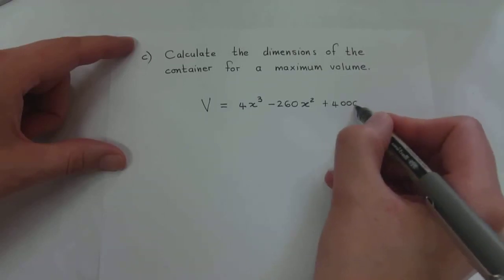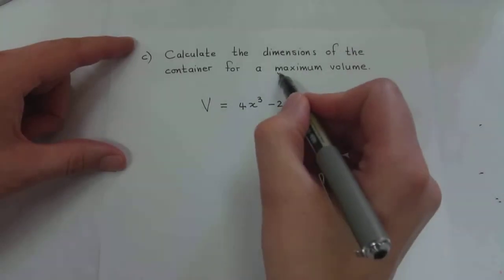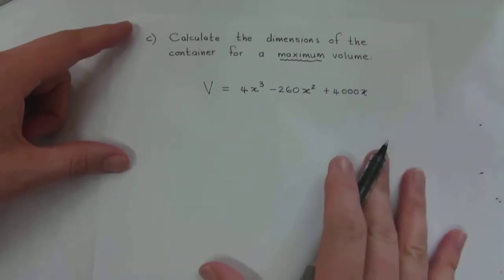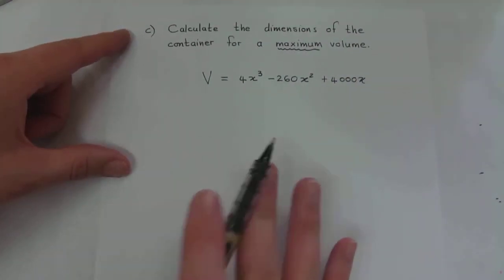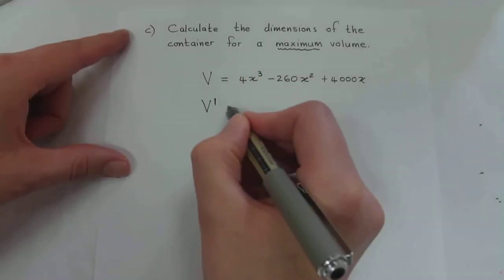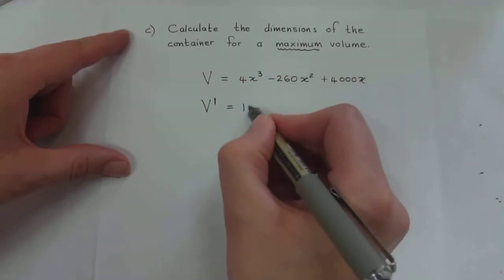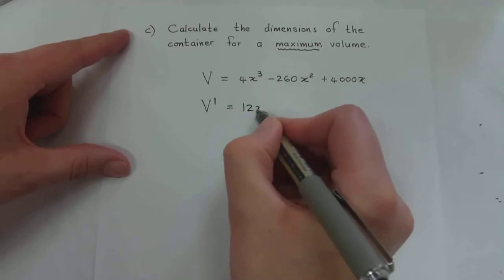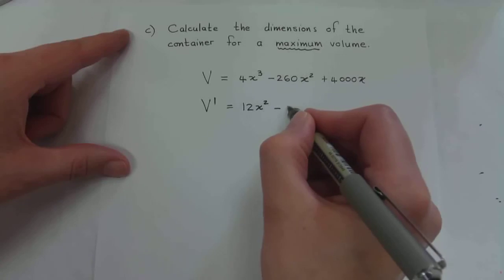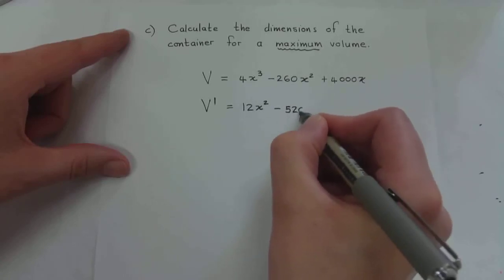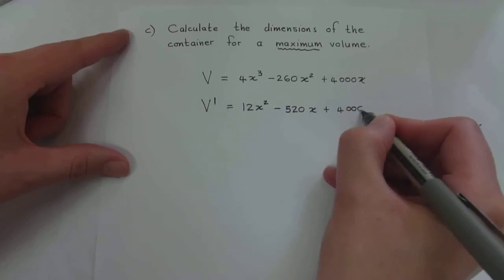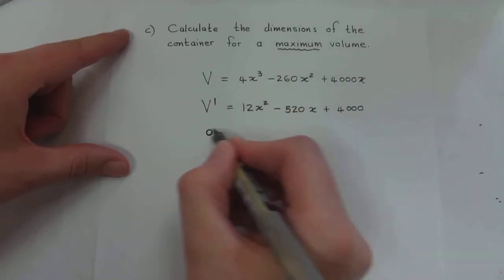There we go. And like I said, whenever you see the word maximum or minimum, find the derivative and set it equal to 0. You don't even have to think about this. This is just something you need to know. So I'm going to find the derivative of that volume formula, which is then going to be 3 times 4, 12x squared, minus 2 times 260, which is going to be 520x, plus then 4,000. And that is what I'm going to set equal to 0.